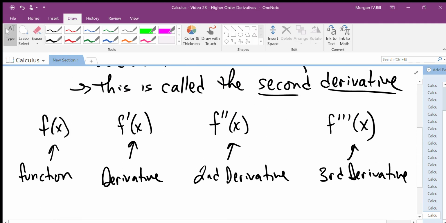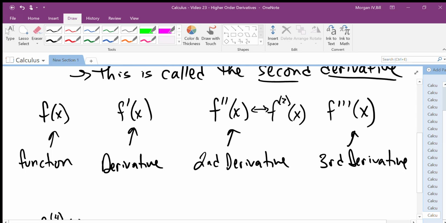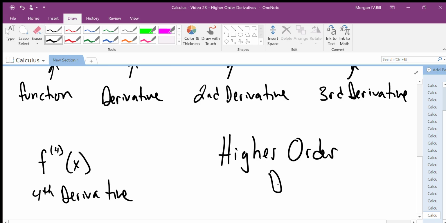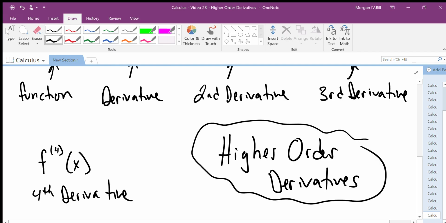I very easily could have done this way back up here, and for the second derivative, put 2 in parentheses in that kind of exponential spot up there of x. It means the same thing. Okay, so those are what are known together as higher order derivatives. And it does not have to stop at 4. You can have f, the 14th derivative of the function.